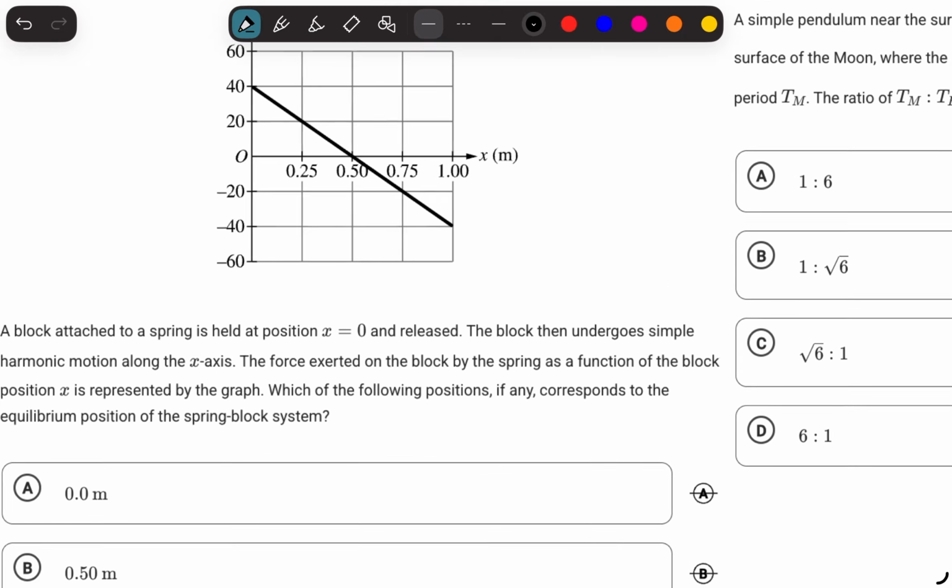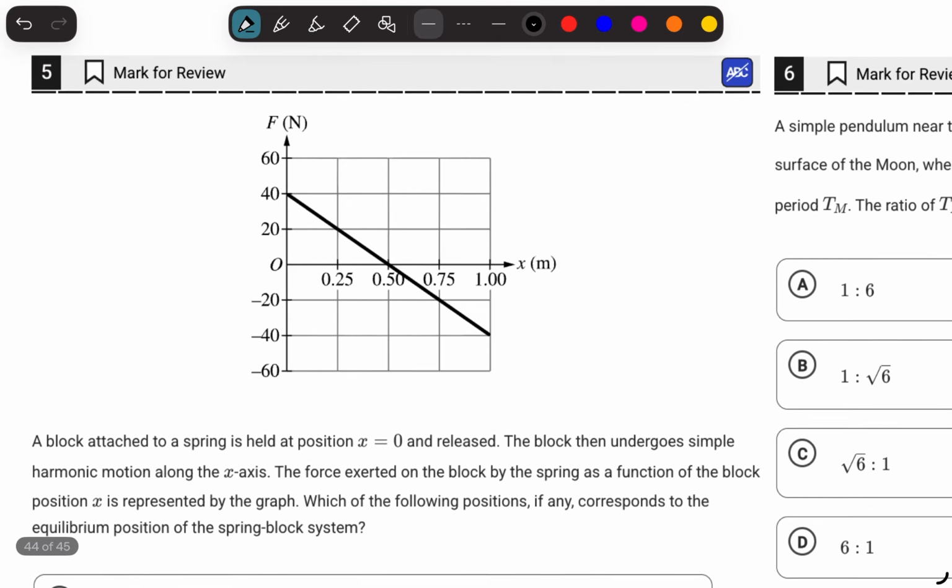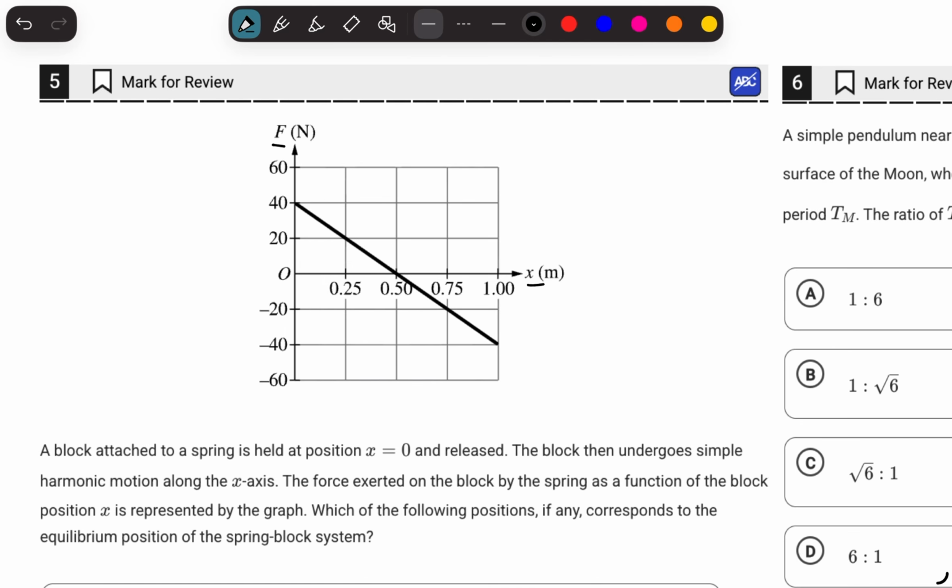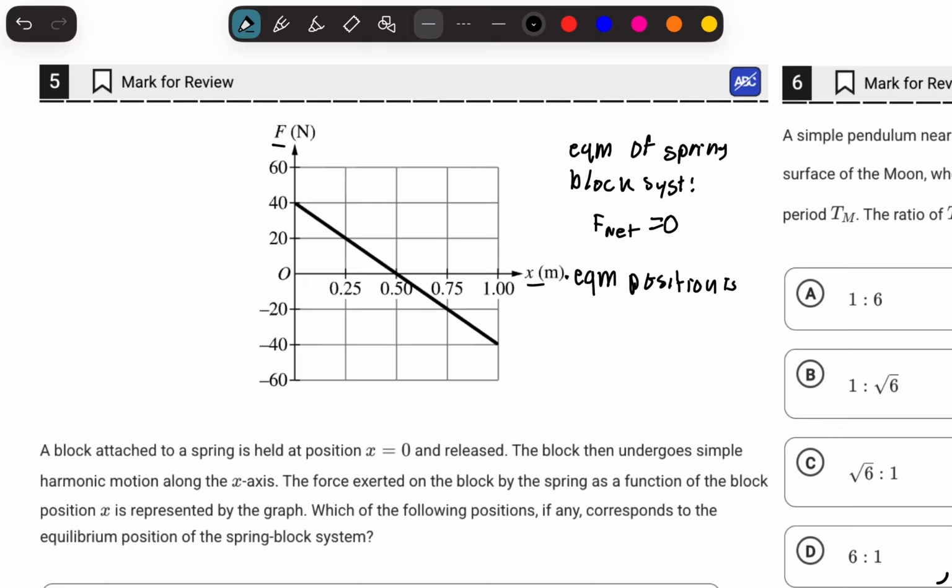So we have a force versus position graph. This is your force, that's your x position, and we know that for the equilibrium of a spring block system, you're going to have that the summation of forces is equal to 0. So your equilibrium position is where the force graph crosses 0.